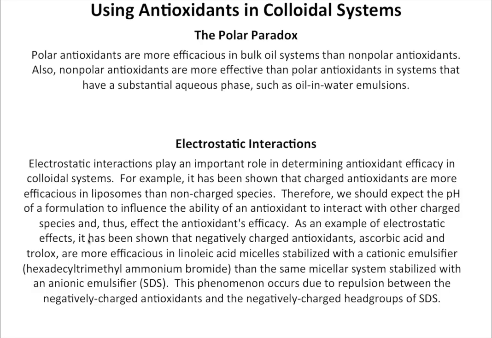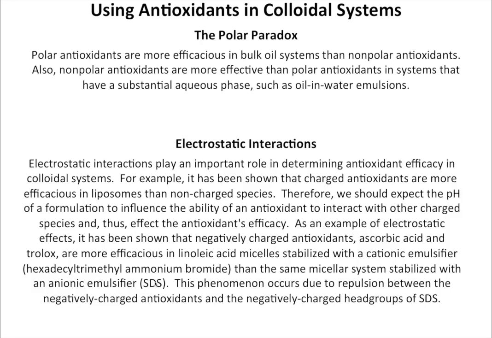As an example of electrostatic effects or charge-charge interactions, a lot of results have shown that negatively charged antioxidants, for example ascorbic acid and Trolox, are more efficacious. Ascorbic acid, as you saw already, is a negatively charged antioxidant. Trolox is a water-soluble version of vitamin E, and it has a negative charge on it as well. But these are actually more efficacious in micelles of linoleic acid that are stabilized with a cationic emulsifier, the specific emulsifier given here being hexadecyl trimethyl ammonium bromide, than in the same micellar system stabilized with an anionic emulsifier, such as sodium dodecyl sulfate.